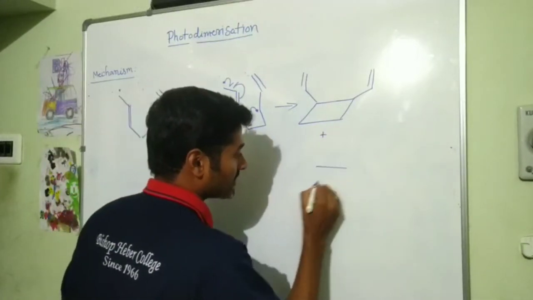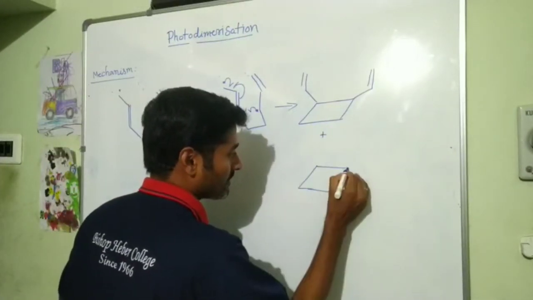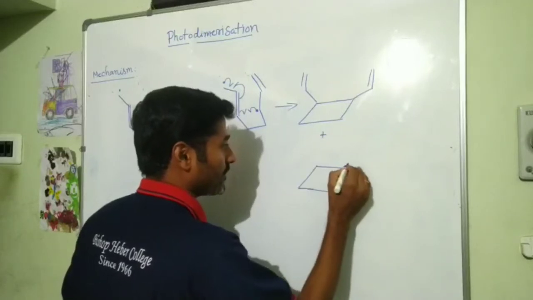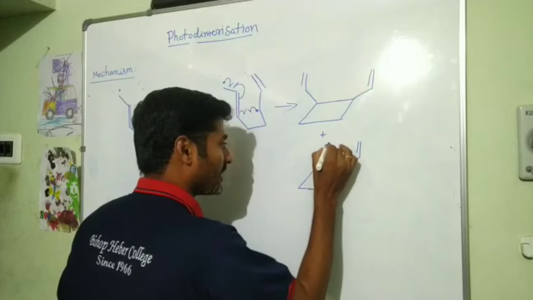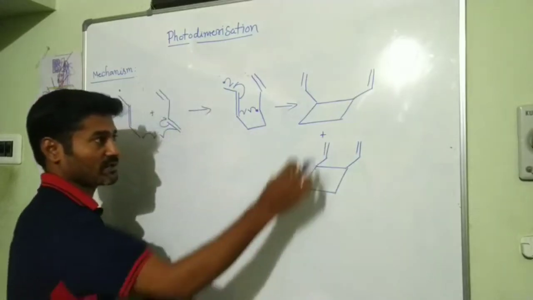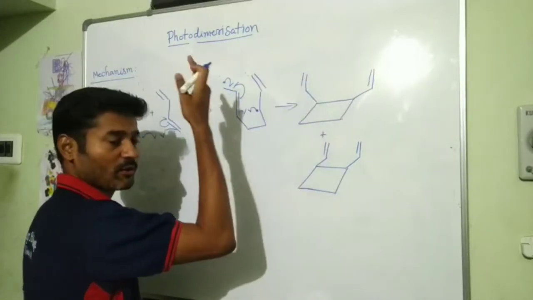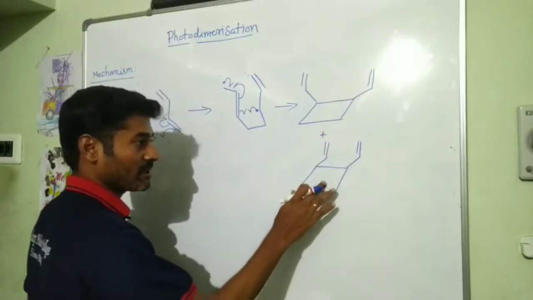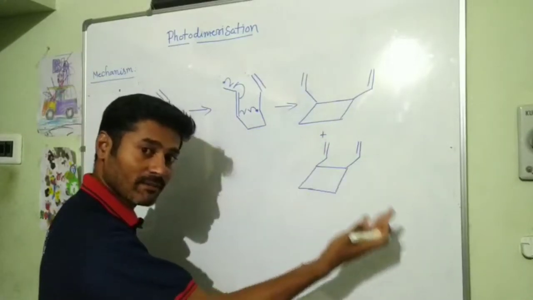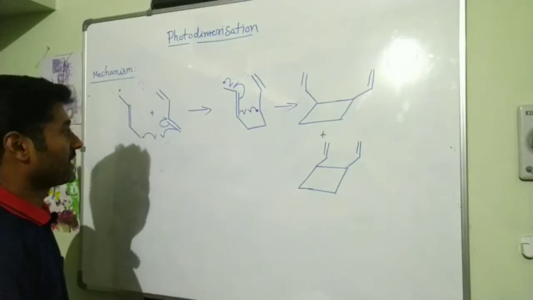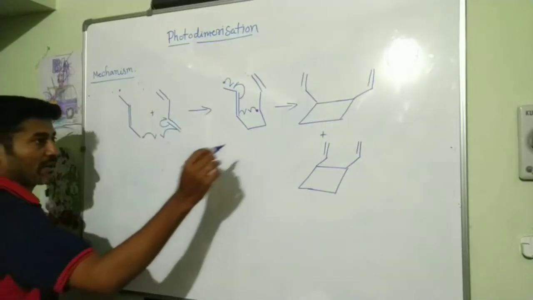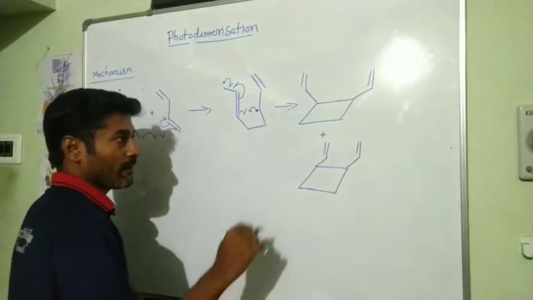Okay, and the second product is the cis form, where both substituents will be either below the plane of the ring or above the plane of the ring. This is the trans form: one substituent above the plane, another substituent below the plane. Here, both substituents are either below the plane of the ring or both are above the plane of the ring. So you'll get two products.